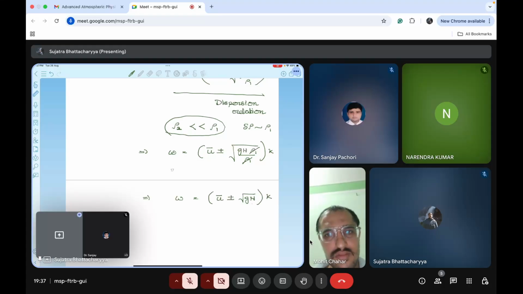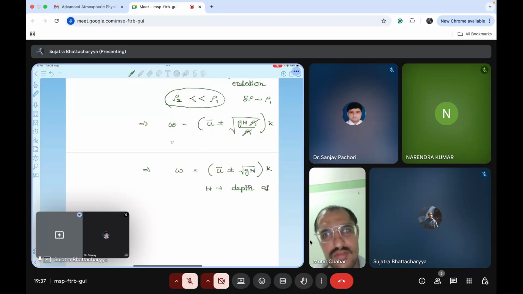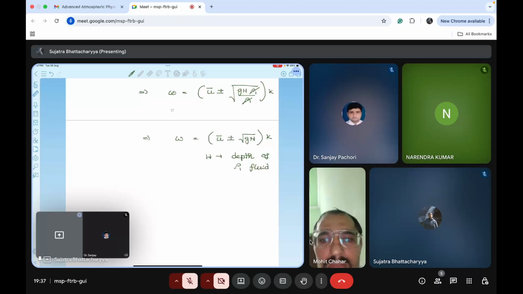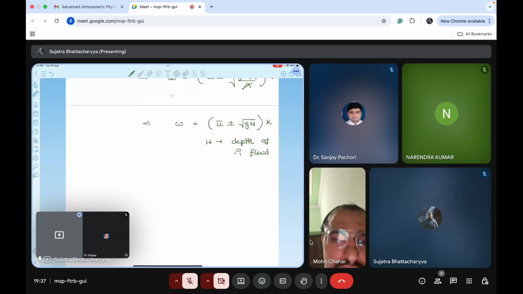What is h? h is the depth of the fluid, or depth of the rho 1 density fluid, which in case you can say water or whatever you want. Okay, so it's the depth of the fluid. Fine. And again, this is your dispersion relation. Can we say that it is a dispersive wave or a non-dispersive wave? For that, check the phase speed.